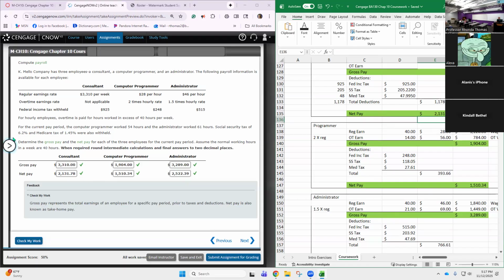All right, anybody have any questions on how we got the net pay of any of these? I think sometimes the hardest part, of course, is all this rounding business, but to know to take the 6.2% of Social Security and Medicare times the gross before you start deducting anything.